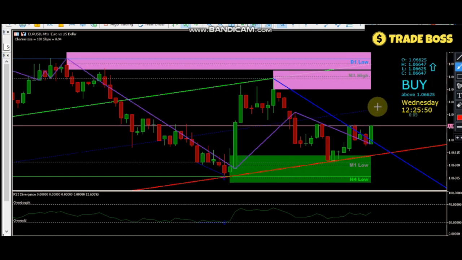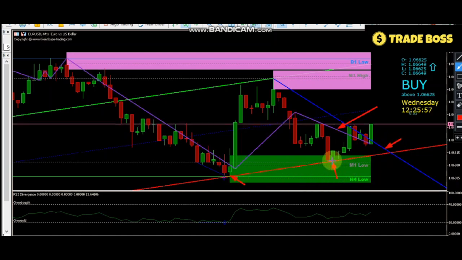Here is a new signal for 1 minute, because the blue line of the minor channel was broken by the candle on the upside and there are buyers at the bottom.